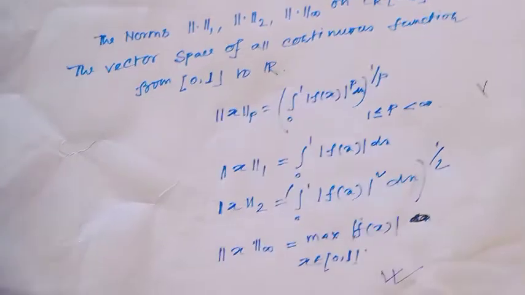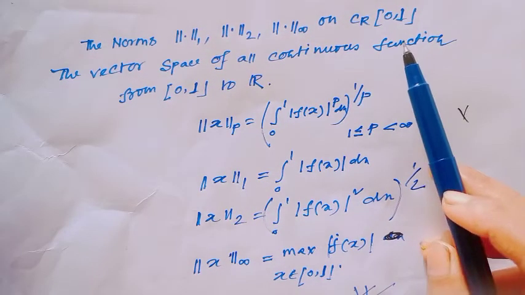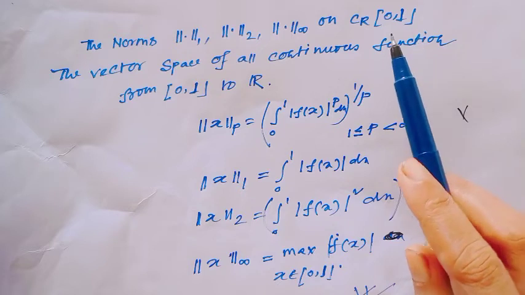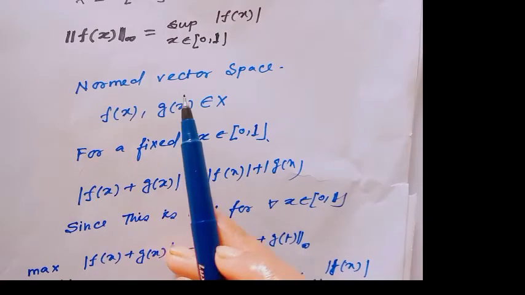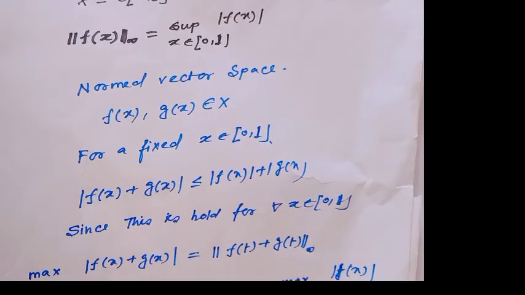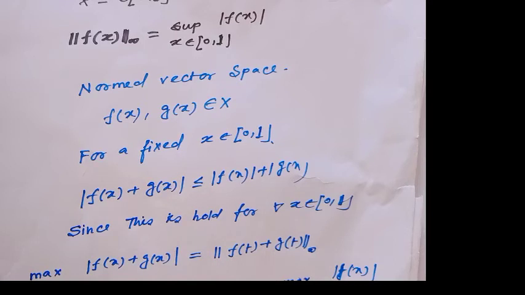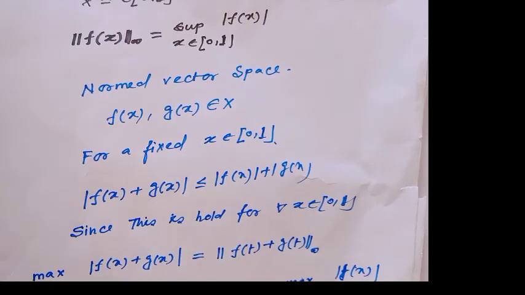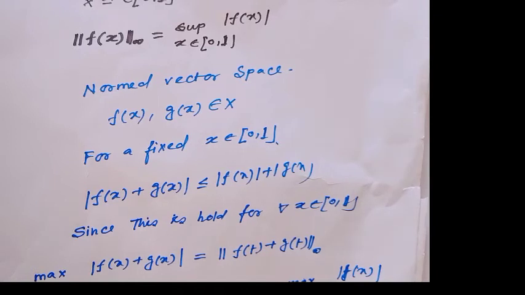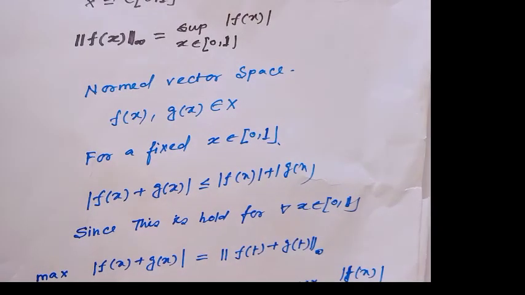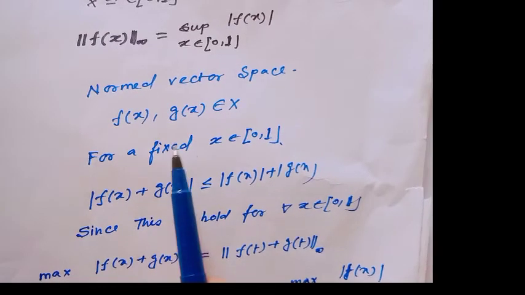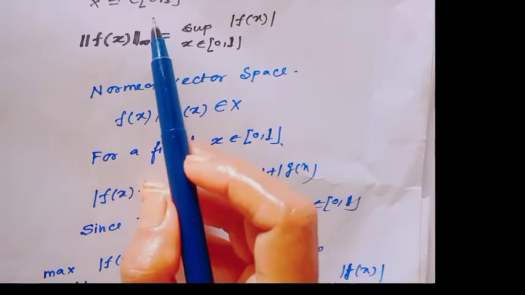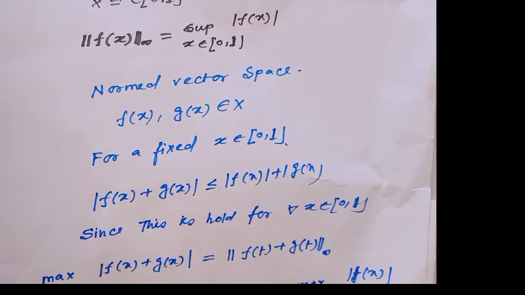Are you getting the different types of normed spaces on the vector space of all continuous functions over the closed interval [0,1] on the field R? Now I will verify that these satisfy all the conditions of a norm. Obviously they will satisfy, but I will verify because this verification is important for any competitive exam: which function is a norm and which function is not a norm. Let's verify this norm. To verify, at first consider two arbitrary functions f(x) and g(x) belonging to the set X, where X is the set of all continuous functions on the closed interval [0,1].